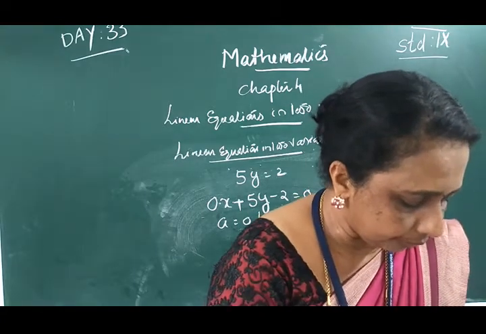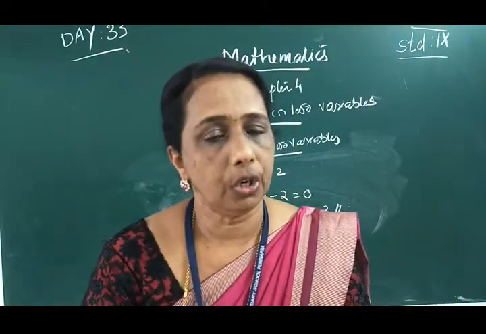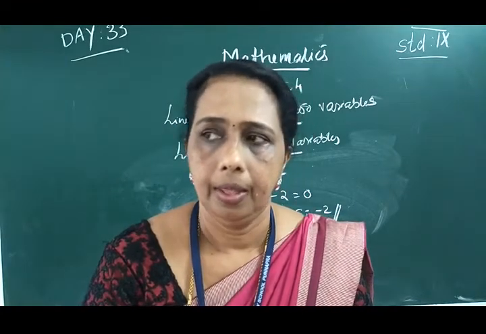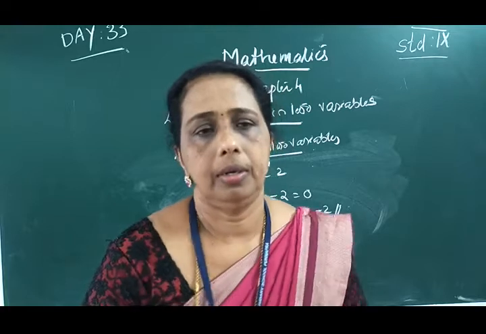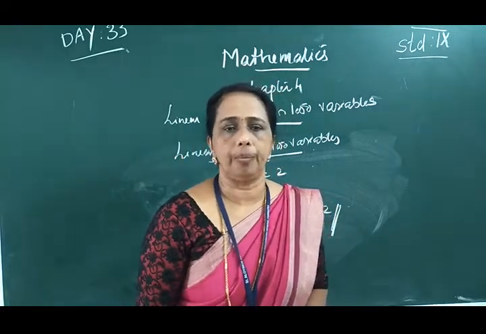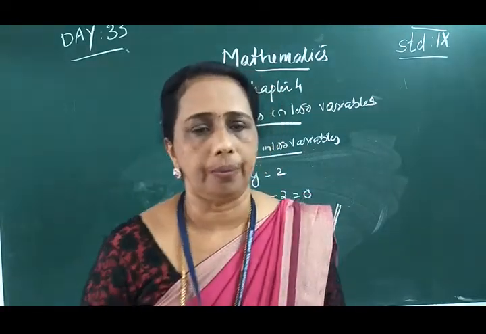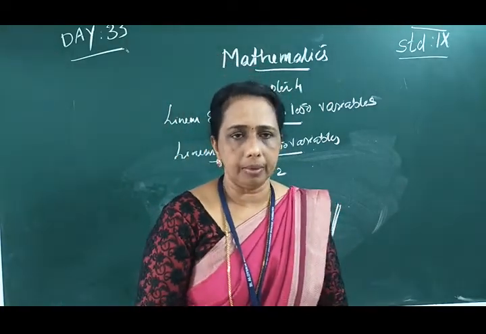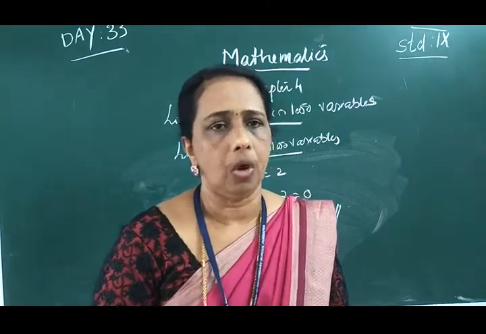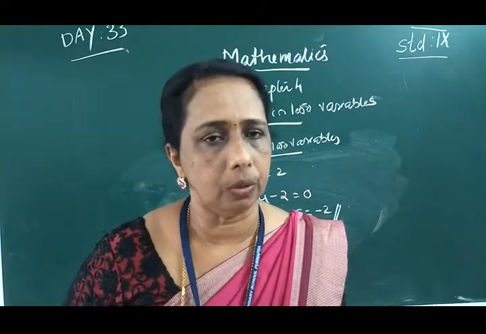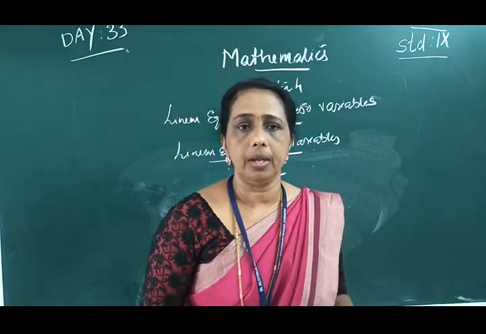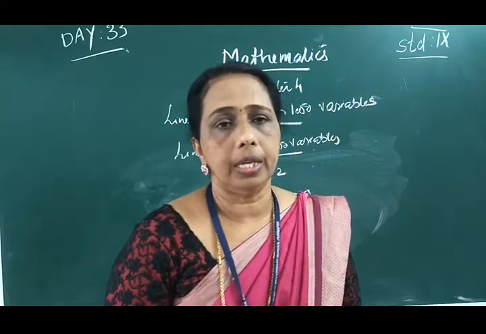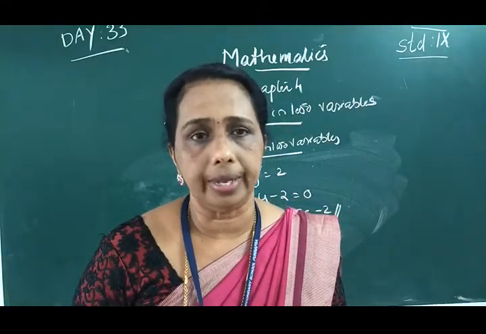This is the introduction of chapter 4. Linear equation in one variable you already studied. Any equation in the variable x is of the form ax plus b is equal to 0, where a and b are real numbers and a not equal to 0. Example, 3x plus 2 equal to 0. It is a linear equation in the variable x. Then we have to study linear equations in two variables.